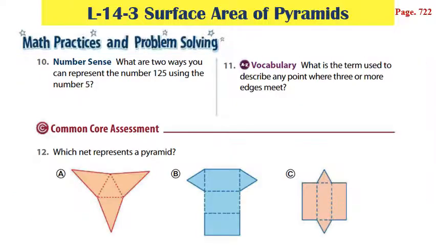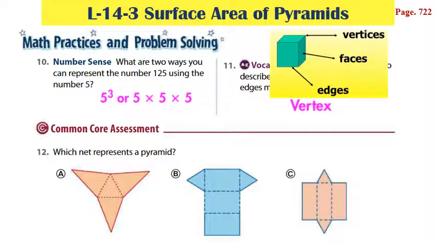Now, let's do question number 10. What are 2 ways you can represent the number 125 using the number 5? Yay, excellent. 5 to the power 3 or 5 times 5 times 5. Okay, now question number 11. What is the term used for the point where 3 or more edges meet? Very good. Vertex.